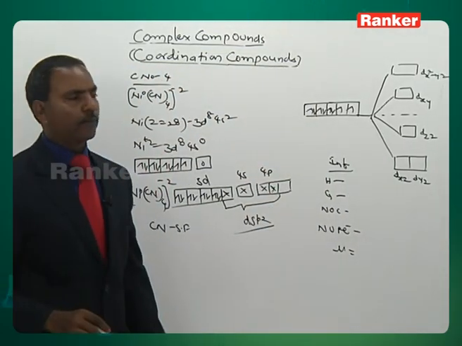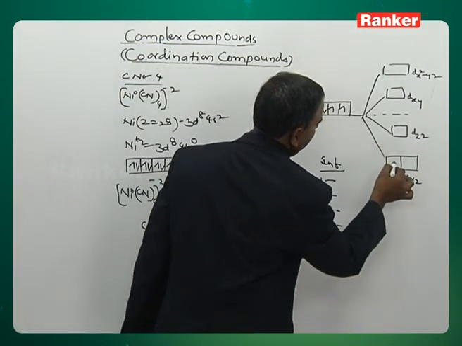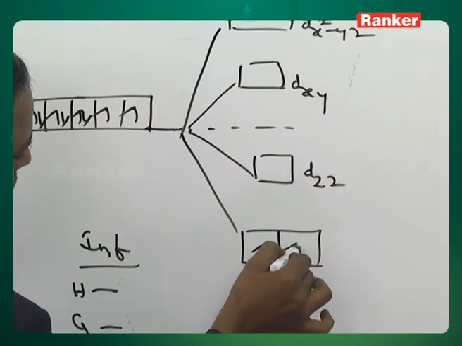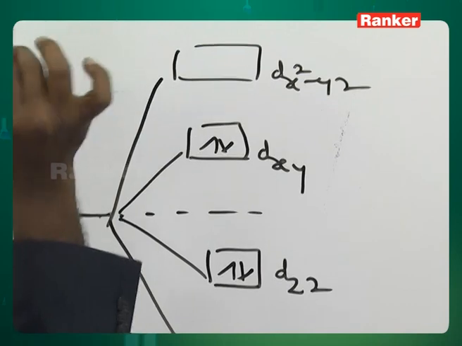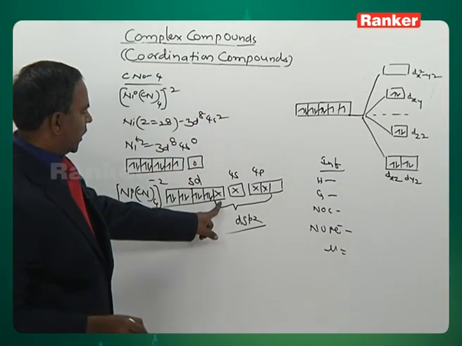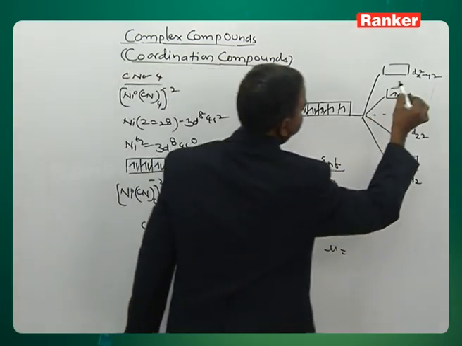8 electrons are there now. Then we have to pair up the 8 electrons, or arrange them in these particular orbitals: 1, 2, 3, 4, 5, 6, 7, 8. This orbital is kept vacant. Here the dx square minus y square orbital is involved.